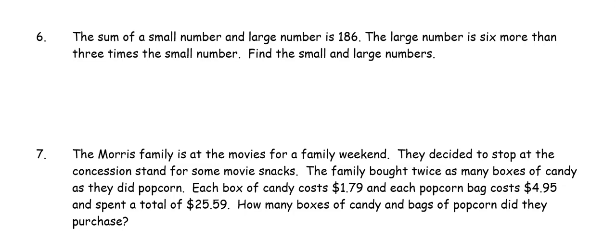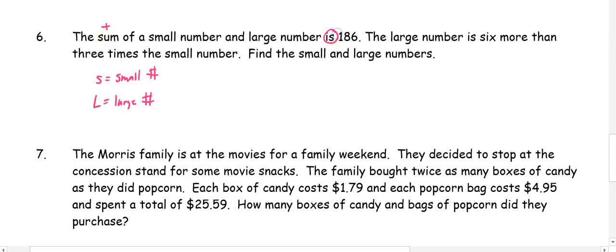In number 6, the sum of a small number and large number is 186. The large number is 6 more than 3 times the small number. Find the large and small number. So again, our variables here, we are looking for a small number, which is going to be S, and a large number, which is going to be L. The sum, which is addition, of the large and small number is 186. So if we add S plus L, we're going to get 186.